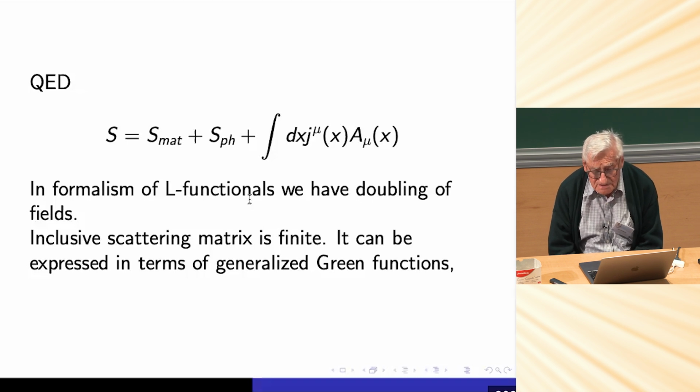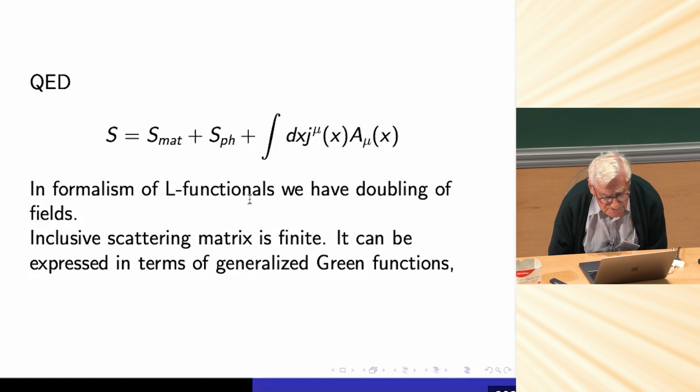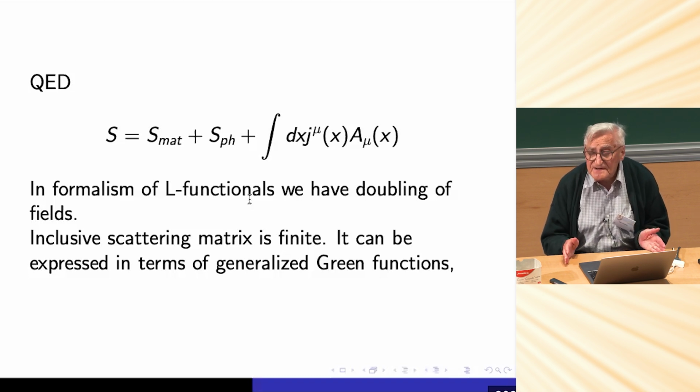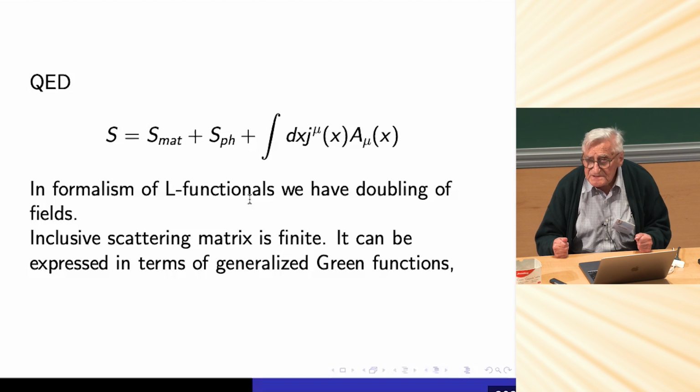And so that's basically what you will see, that the inclusive scattering matrix is finite, and really inclusive cross-sections are finite. The fact that inclusive cross-sections are finite is well known, but usually this fact is obtained as a cancellation of infrared divergences. You get a divergent answer, but you have cancellation.